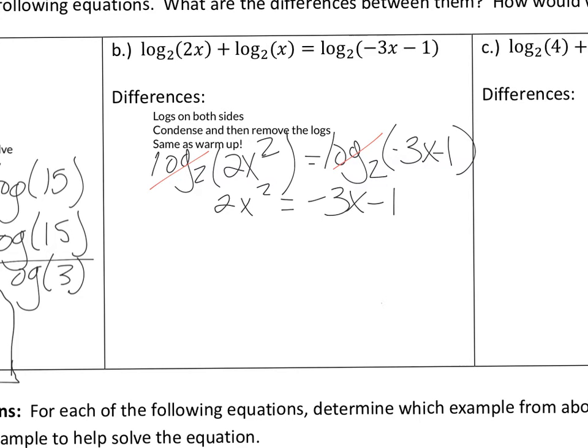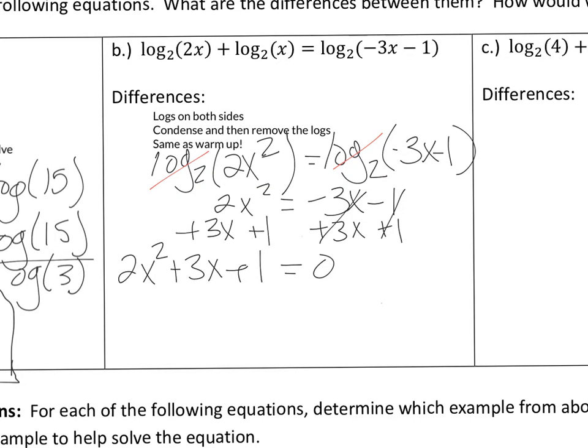Here's our big issue now. This is quadratic, so we have to bring everything to one side and set it equal to 0. So add 3x, add 1, add 3x, add 1. So I get 0 on the right, and I get 2x squared plus 3x plus 1 equals 0. So then we need to factor and solve. So I'm going to skip ahead for that.